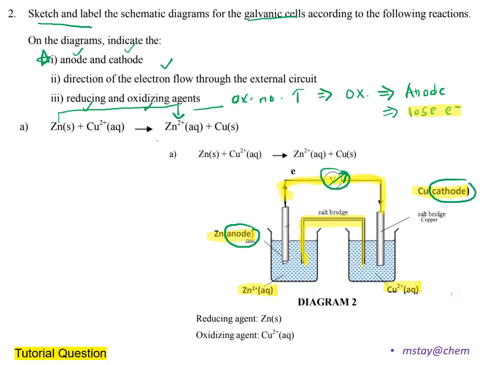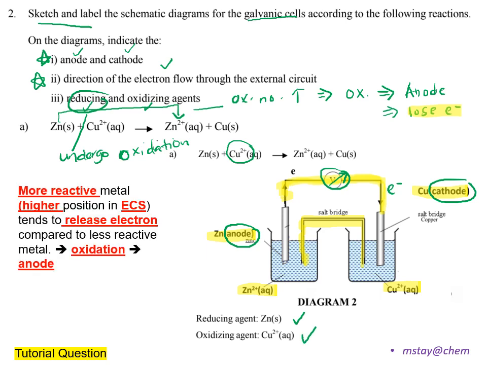And then part 2, the direction of the electron flow. It will be better also if you can add one more electron over here. So done. And then reducing agent. As we know, the reducing agent is the species that undergoes oxidation. The species that undergoes oxidation is the zinc, while the oxidizing agent is the other way around, which undergoes reduction. So based on the equation here, Cu2+ is the species that undergoes reduction.